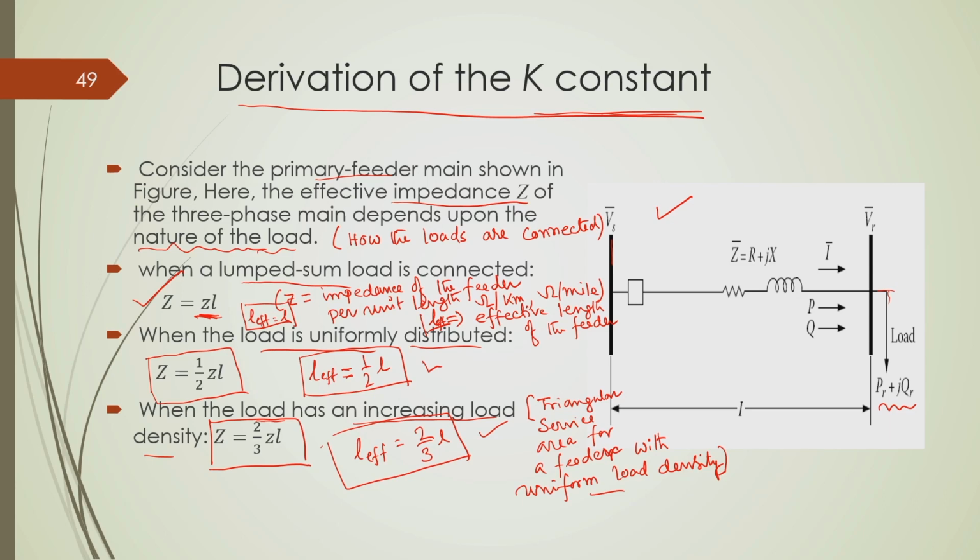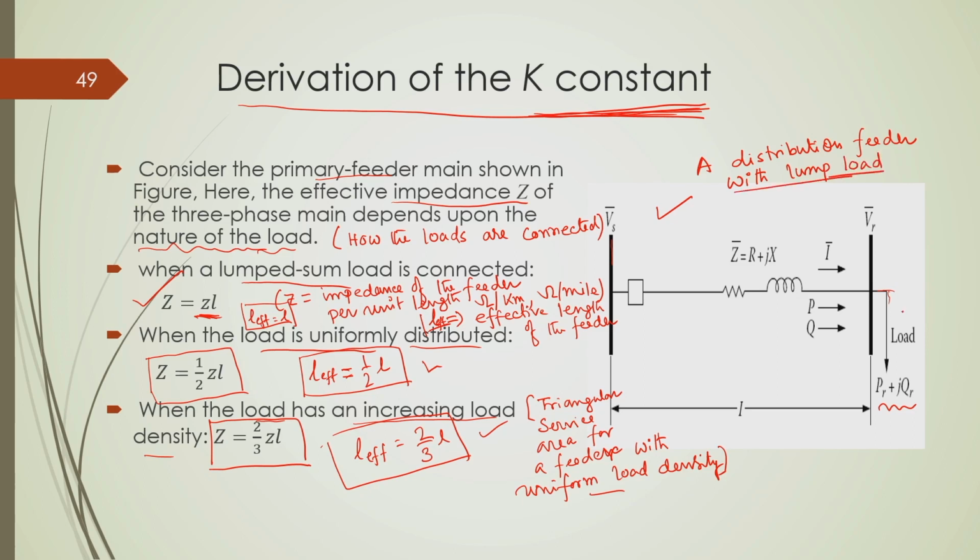Now, in this particular section, we will try to determine the expression for this proportionality constant K, which relates the voltage drop with the effective length of the feeder and the loading of the feeder. In order to derive that, we consider a distribution feeder with lump load.